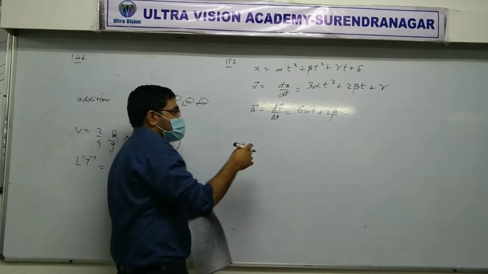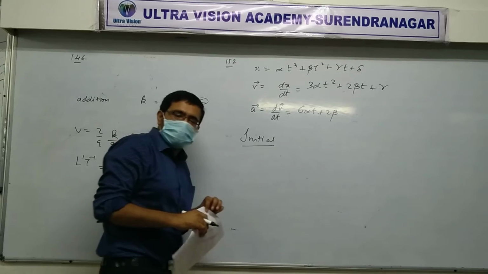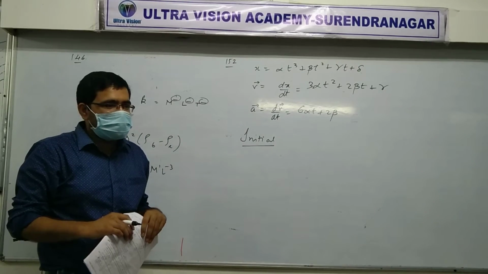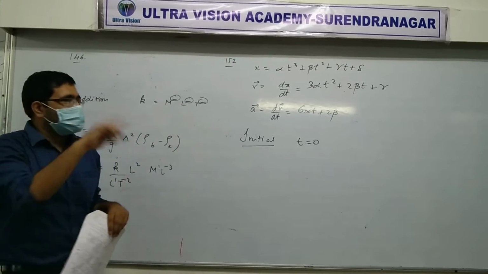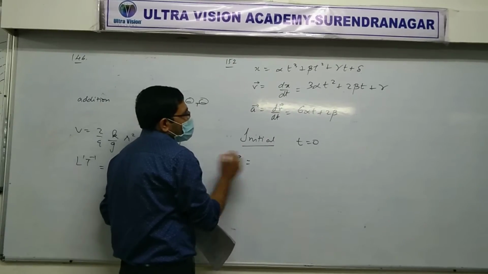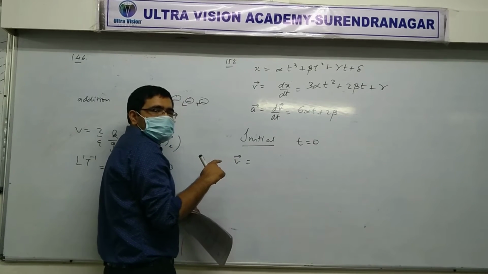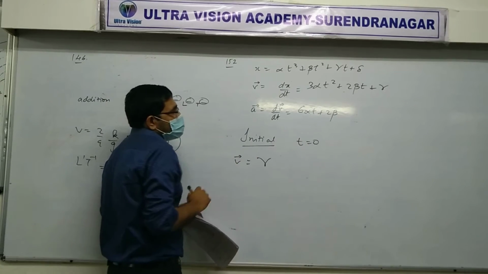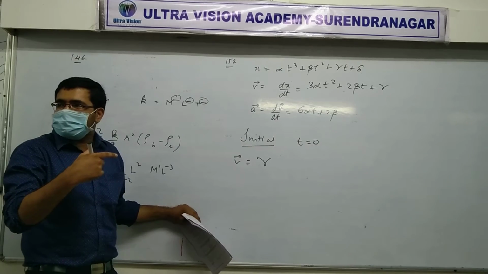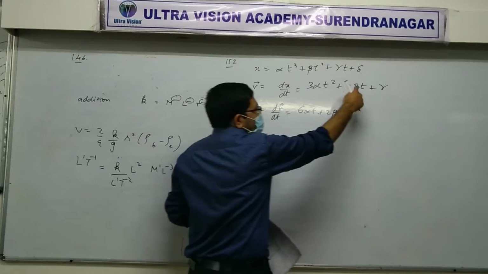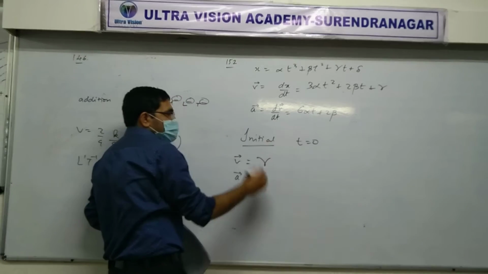Now we have to find initial. Initial means what? At what time? Initial means time 0, at t equal to 0. Is that clear? So put t equal to 0 over there. So what would be the velocity? Initial velocity, put 0 everywhere. What do you get? v equal to gamma. T is 0, so 0 plus 0 plus gamma is gamma. And now the acceleration is 2 beta.